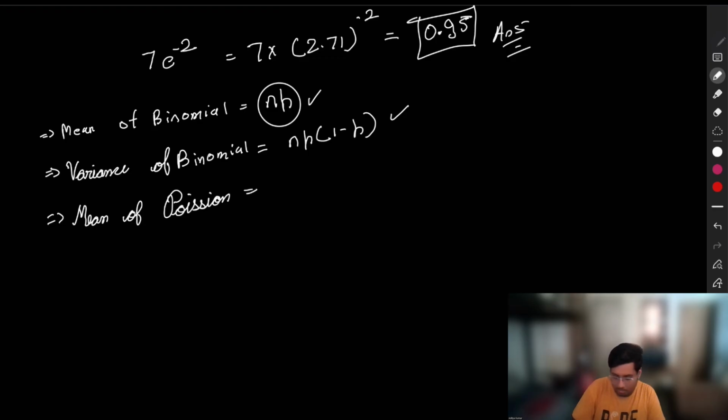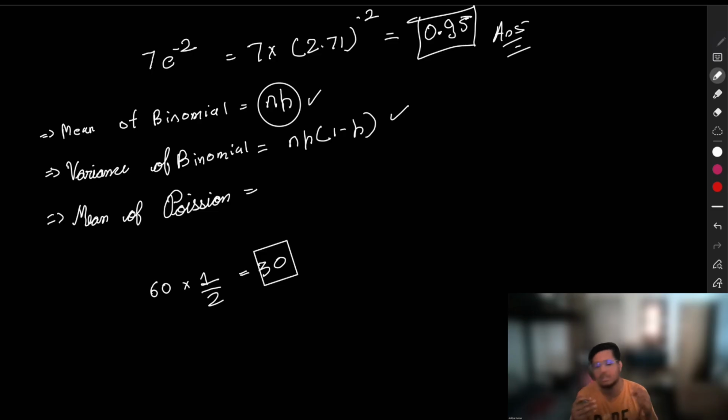Okay, so first, before calculating the mean of Poisson, let me give you a scenario. You are tossing a coin 60 times. So what will be the average rate of heads in the tossing of the coin? We are assuming that the coin is fair, right? So what is the number of total coin tosses? 60. What is the probability of heads? 1 by 2, which is 30. So this is the lambda in the case of Poisson.